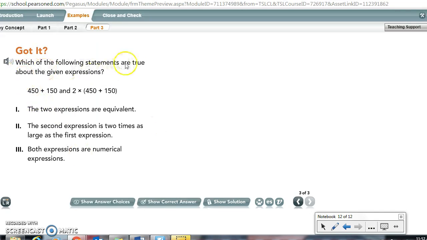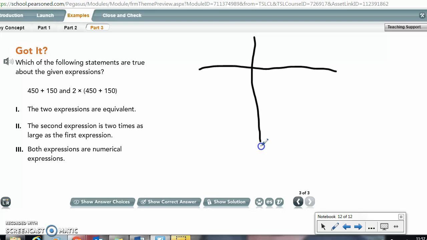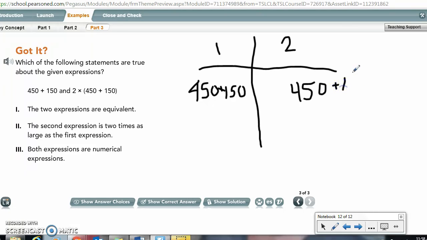They want to know which of the following statements are true about the two given expressions. So again, we have one part here and one part here. Before you get started, I want you and your pod to freeze the screen, and I'm going to write problem 1 here and problem 2 here, to solve both of these. So if I have 450 plus 150, go ahead and solve that and show your work. And then on the other side of that, I need for problem 2 to be 450 plus 150 multiplied by 2. Go ahead and figure out how these two problems are different and solve them for me.